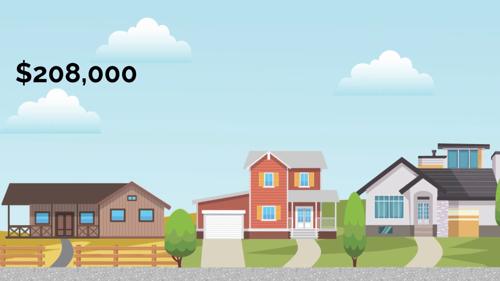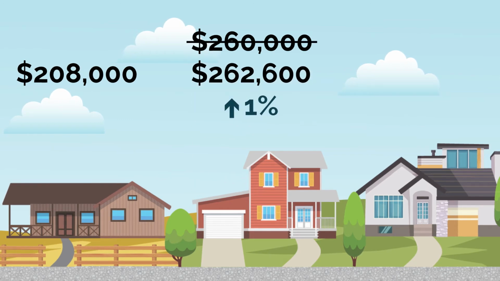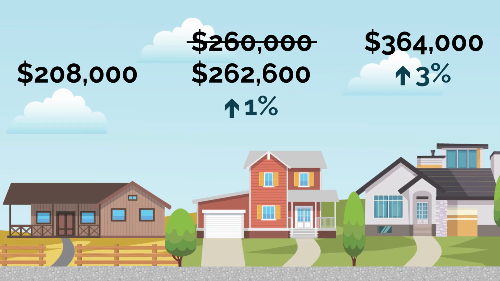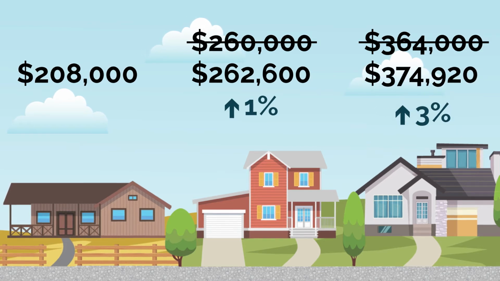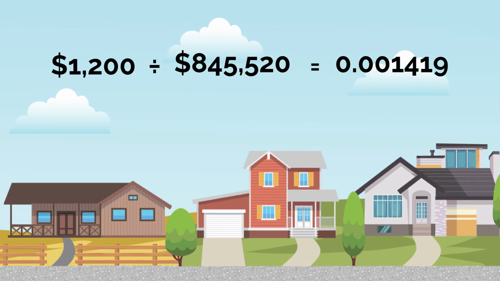Now, let's imagine another year passed and values did not increase at the same rate. Home 1 remained at the same value, $208,000. Home 2 increased by 1%, $262,600. And Home 3 increased by 3%, $374,920. The cost of services stayed the same at $1,200.